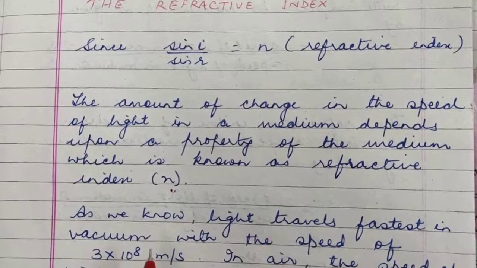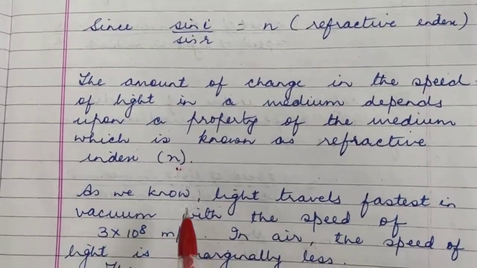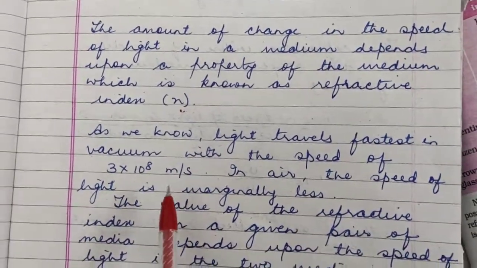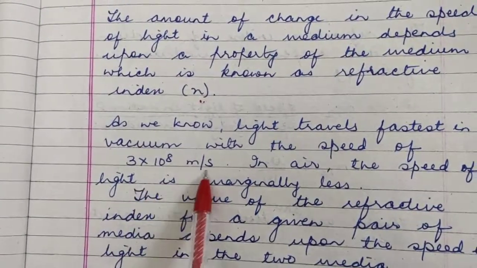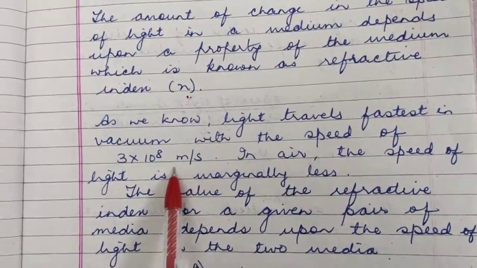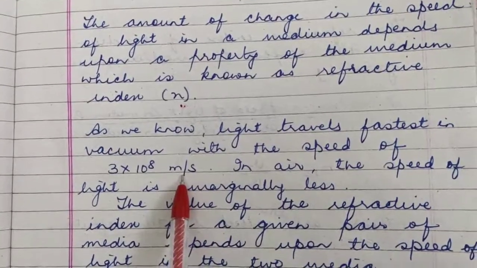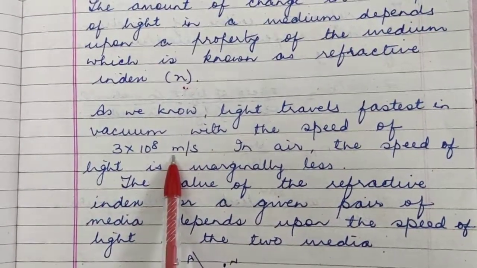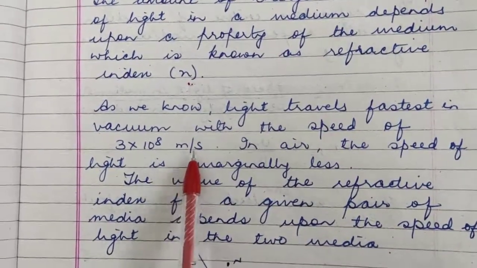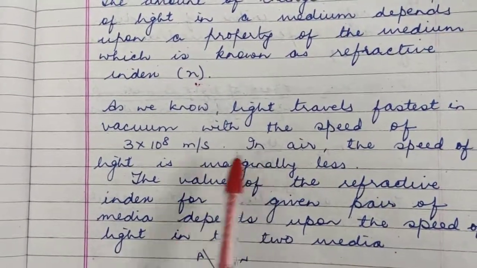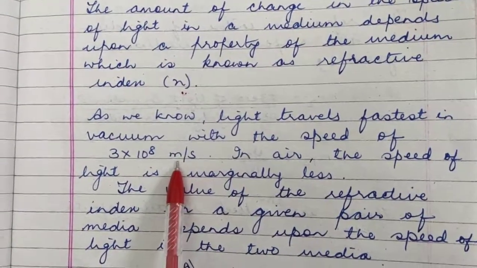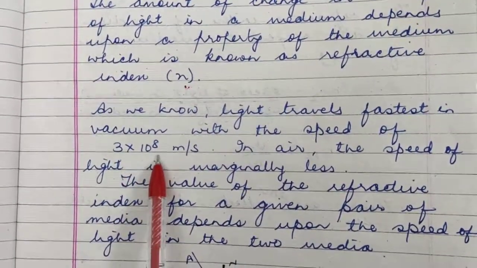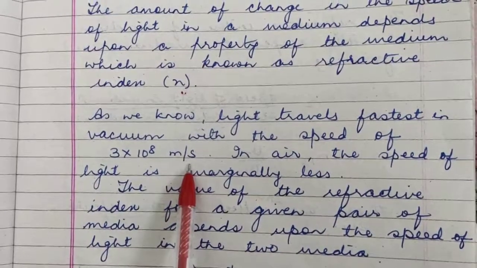Now we all know that light travels fastest in vacuum. And what is the speed? That is 3 into 10 to the power 8 meters per second. In air, again, the speed of light is slightly less than that of vacuum. So we consider the speed of light in air also the same as that of vacuum, that is 3 into 10 to the power 8 meters per second.